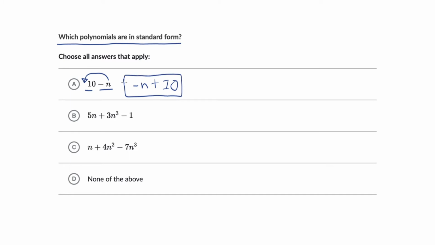So unfortunately, A is a big no-no. Okay, boo-hoo, sorry. Let's go ahead and look at B. We got 5n plus 3n to the third power minus 1. Now this constant is a good constant right here. Let me circle it and put a check mark.